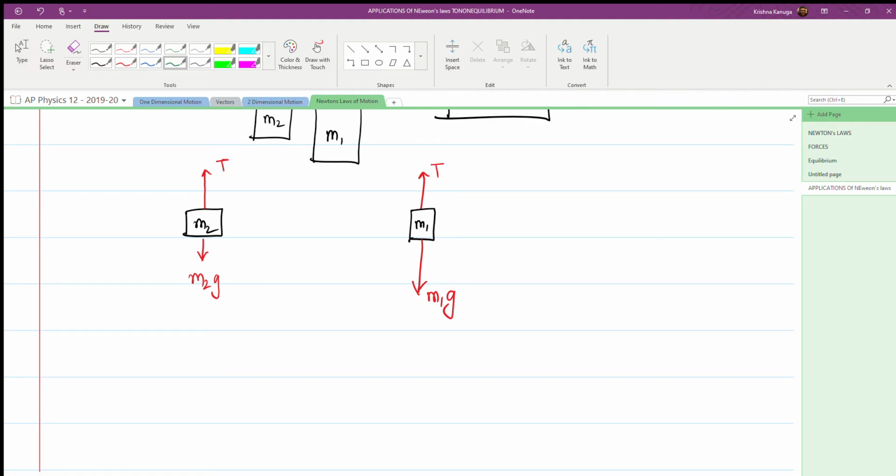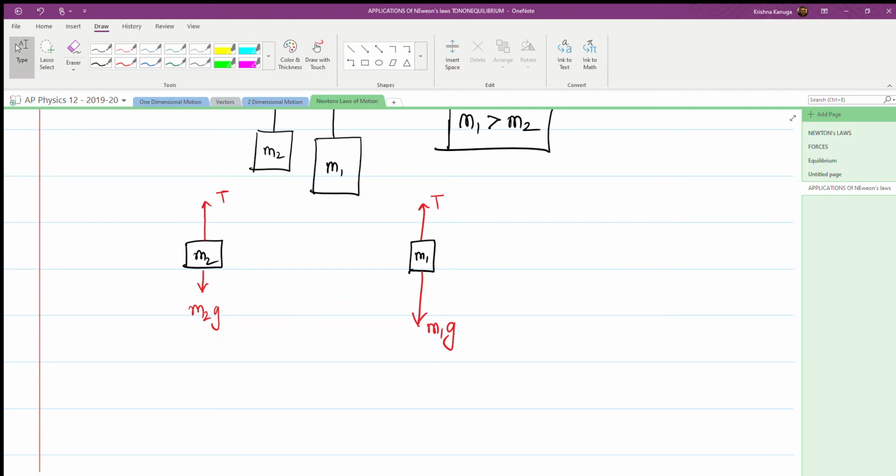Now you could draw separate diagrams with the dotted arrows. I'm just going to add them to this picture to save space, and that way all the work can be in one area. For M1, since M1 is going down, we're going to have a dotted arrow pointing down, and we will write M1A next to this one. And for the other one, we're going to have an arrow pointing up, and I'll put M2A.